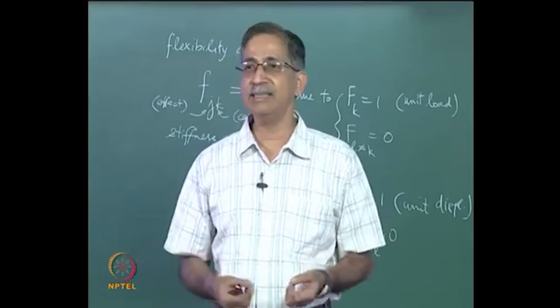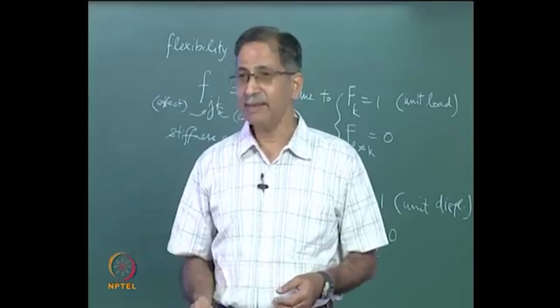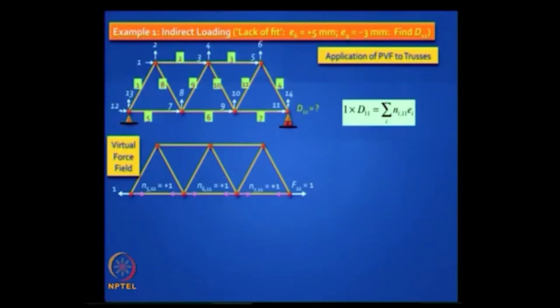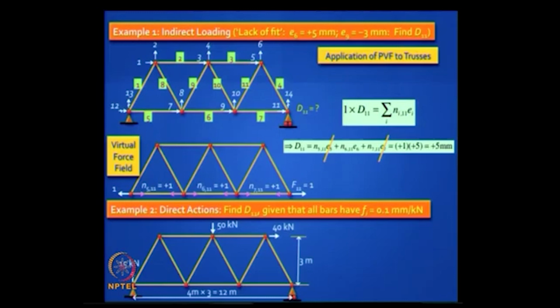So it is very easy to analyze, and you invoke the formula 1 into D11 is equal to the total internal work. The internal work relates to only the bottom 3 bars because all the other bars do not have any force, and actually it works out to the sum of the elongations in those 3 bars. It makes sense, that is how the roller support will move, very easy to calculate.